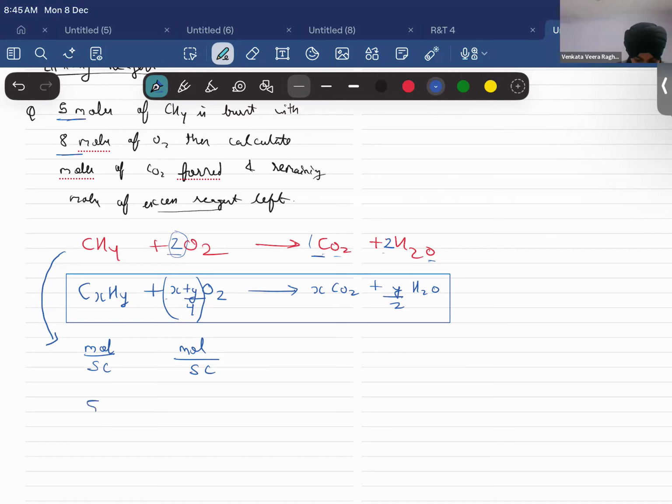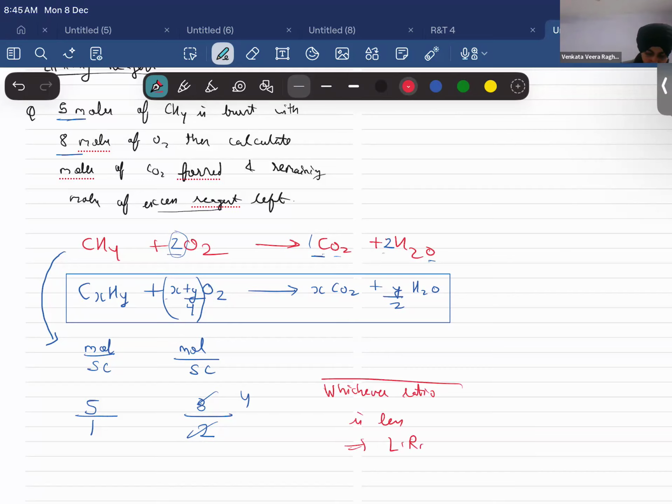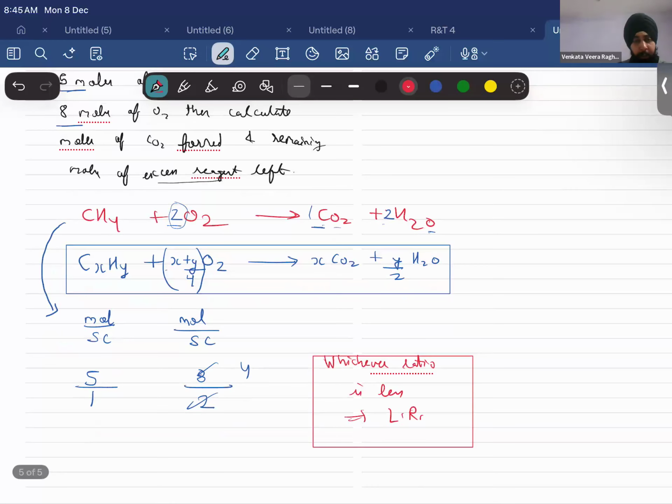Okay, 5 moles here, 8 moles here. What is the stoichiometric coefficient of CH4 in the balanced equation? 1. So 5 divided by 1. And what is the stoichiometric coefficient for O2? It's 2. So 8 divided by 2. This will come out to be 4. Whichever ratio is less, that will be your limiting reagent. That only will be your limiting reagent. And as I mentioned, the limiting reagent itself will decide how much product should be formed. Is it okay for you?